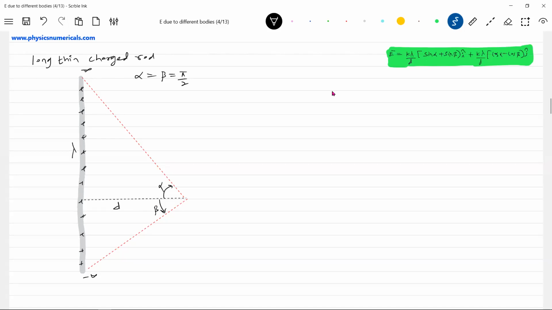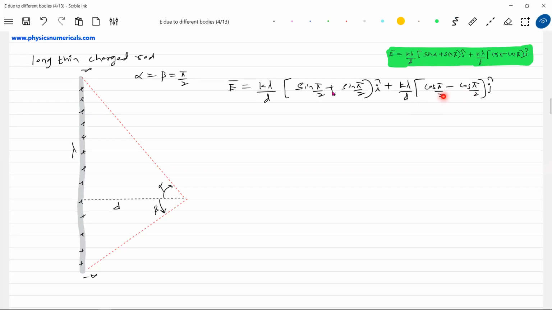How the E bar should be directed. Okay, let's substitute all these conditions here. Equal to K lambda D sine pi by 2, sine pi by 2 I cap K lambda D. Look at this quantity, this will be 0. So we will end up with 2K lambda, 2K lambda I cap.